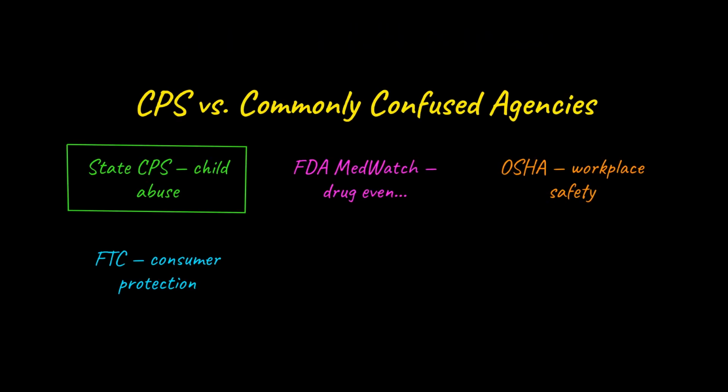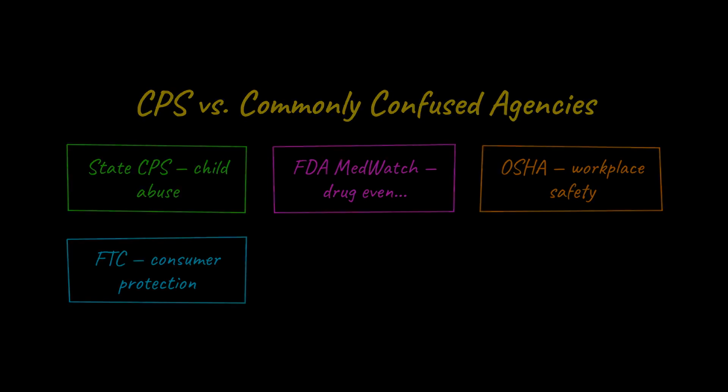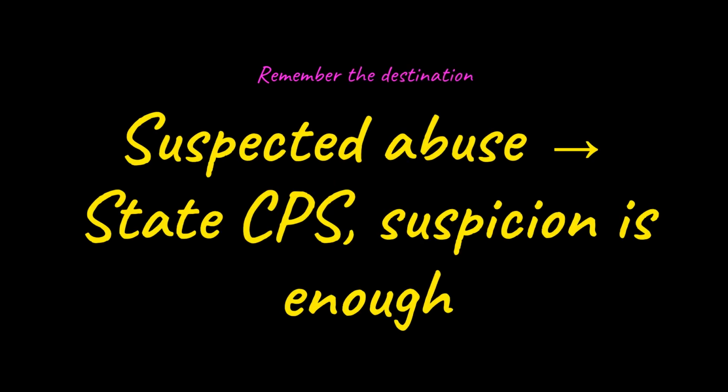Exam distractors often substitute agencies with unrelated mandates. FDA MedWatch handles drug and device adverse events. OSHA covers workplace safety. The FTC addresses consumer protection and antitrust. None of these handle child welfare. Only state CPS does. The reporter's role is to surface the concern, not to investigate or confirm. When signs of possible child abuse appear, State Child Protective Services is always the right destination, and good faith immunity supports the team in making that call.